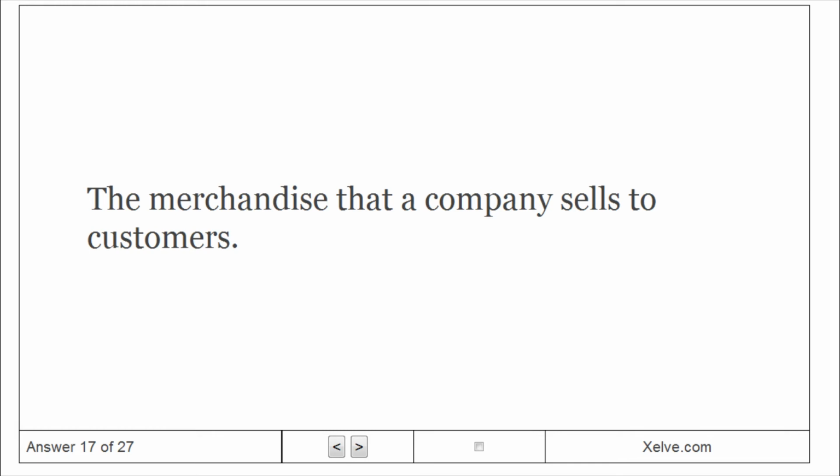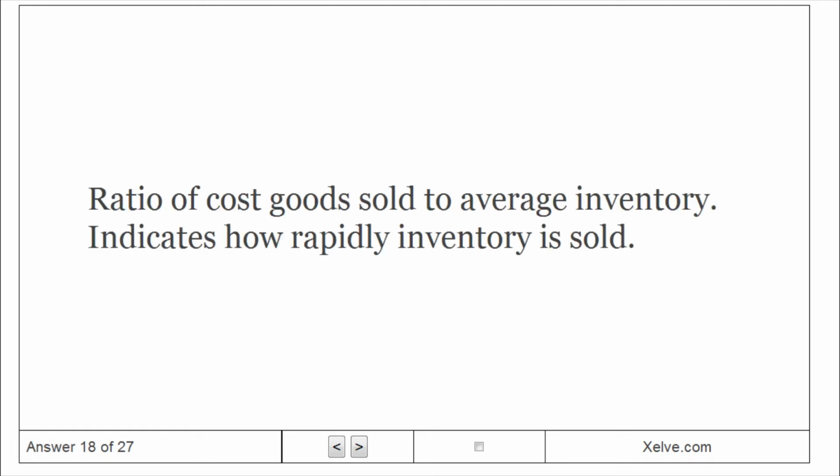Inventory. The merchandise that a company sells to customers. Inventory turnover. Ratio of cost of goods sold to average inventory; indicates how rapidly inventory is sold.